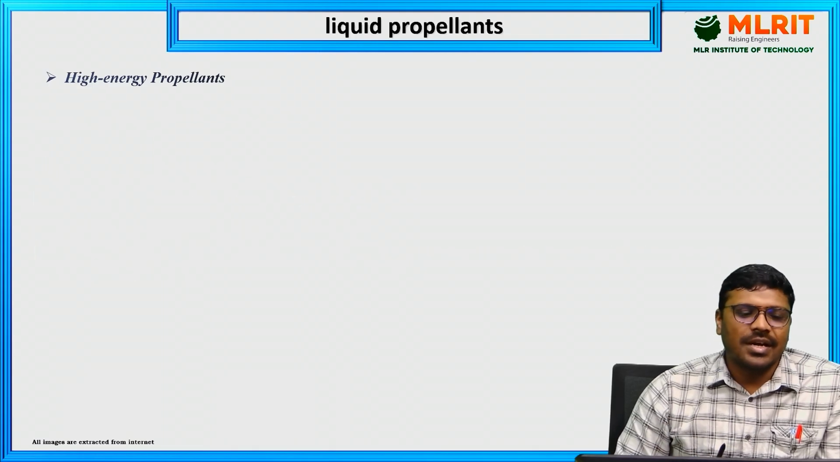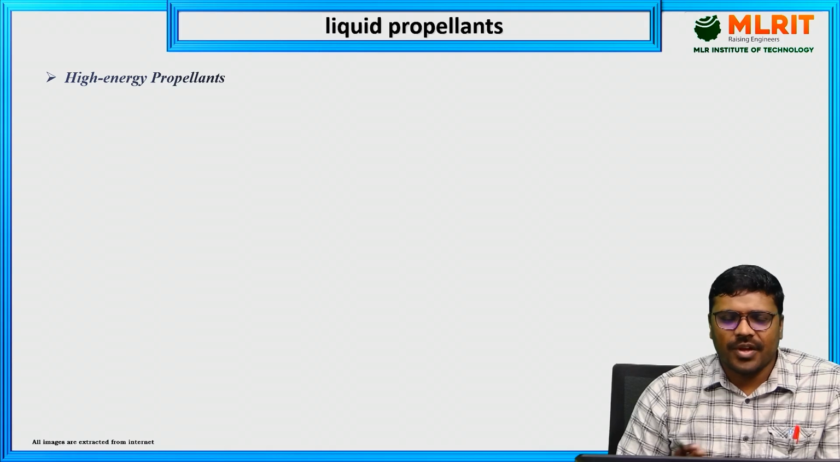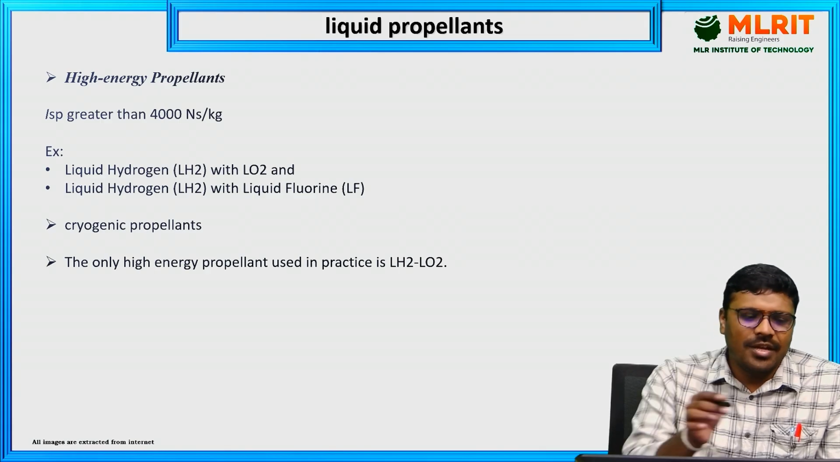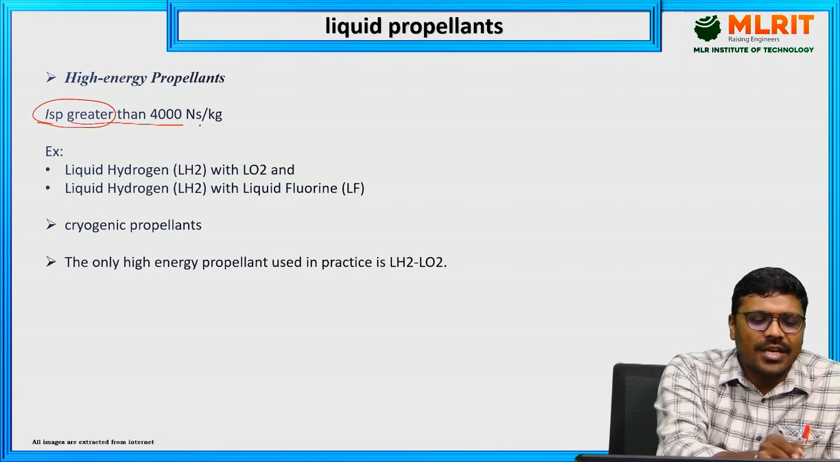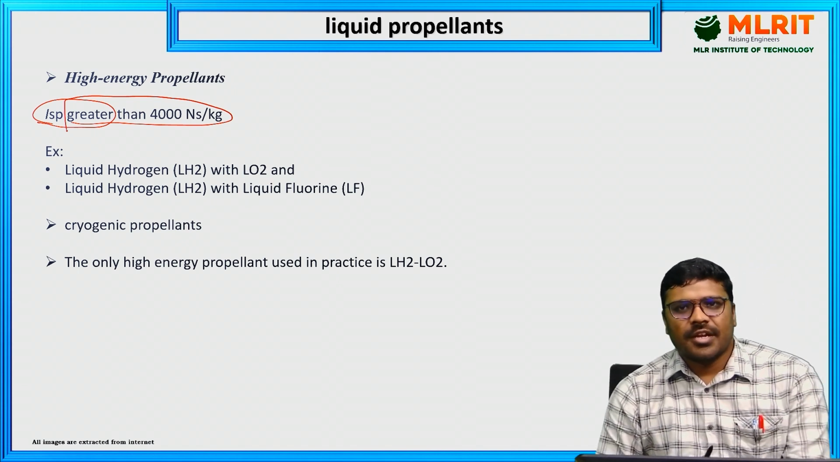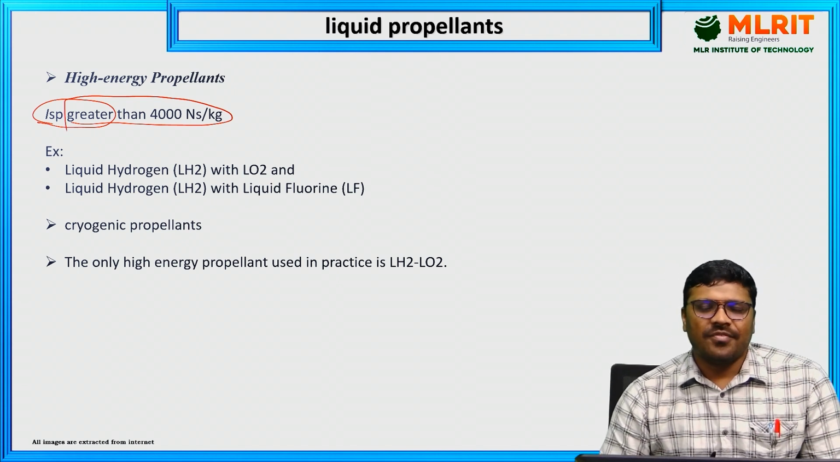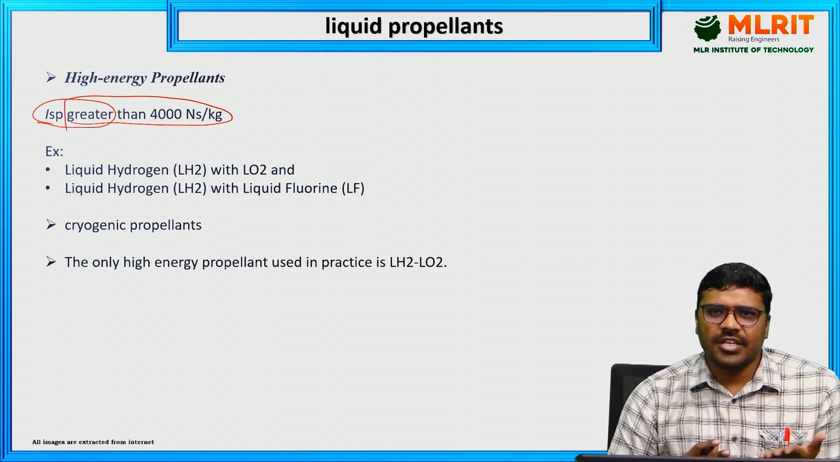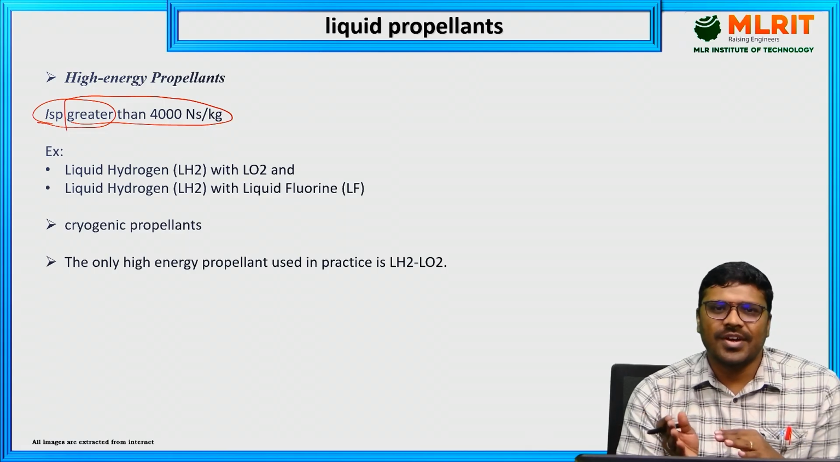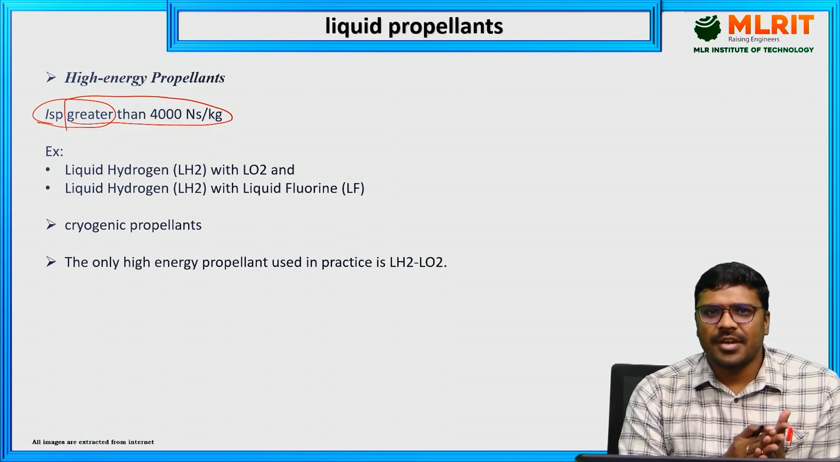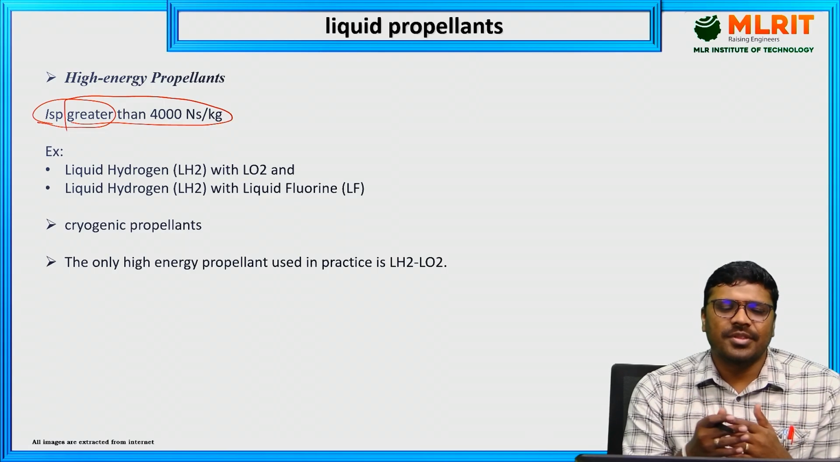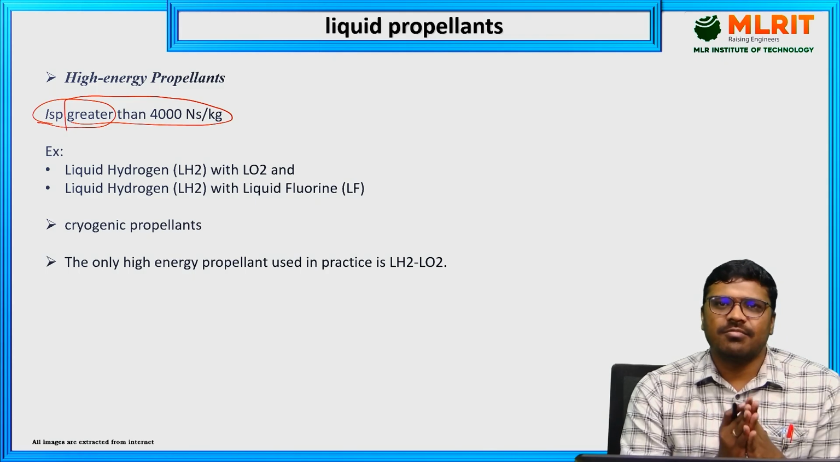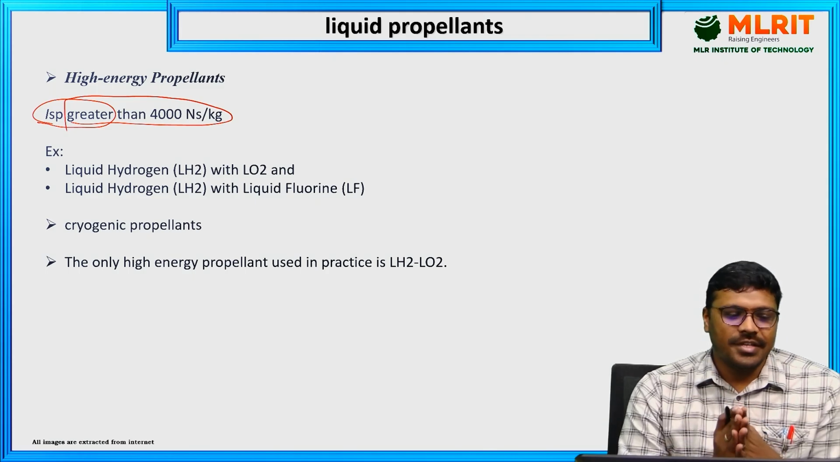Coming to the next, high energy propellants. High energy propellants are those whose specific impulse is greater than 4000 Newton second per kg. If it is less than 3000, it is a low energy propellant. Between 3000 to 3500 or 4000, it is medium energy. Greater than 4000 Newton second per kg, those propellants are considered high energy propellants.